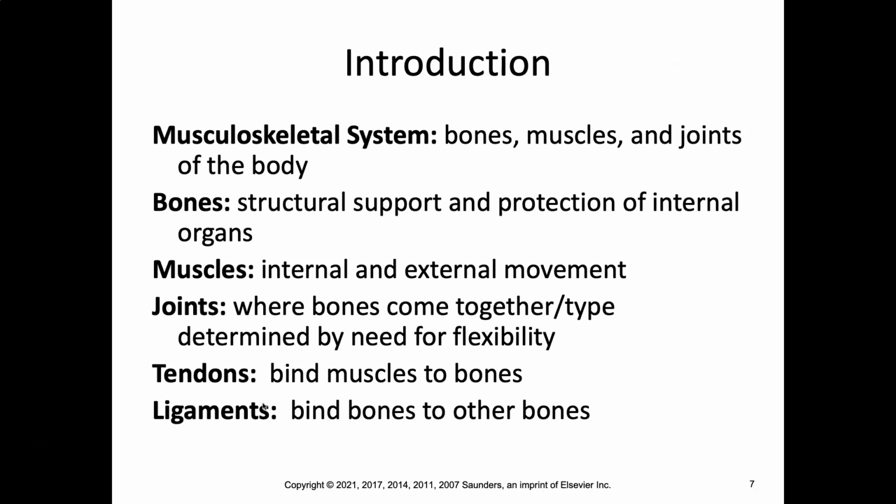Your musculoskeletal system is made up of bones, muscles, joints, as well as ligaments and tendons. All right, so what are your bones? They are your structural support and they protect internal organs. Your muscles permit or promote internal and external movement. Your joints are where the bones come together and have flexibility. Your tendons bind muscles to bones. Your ligaments bind bones to other bones. So you need to know this.